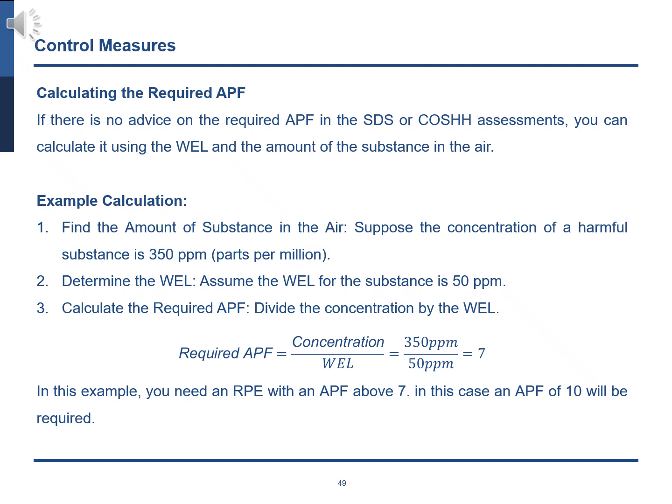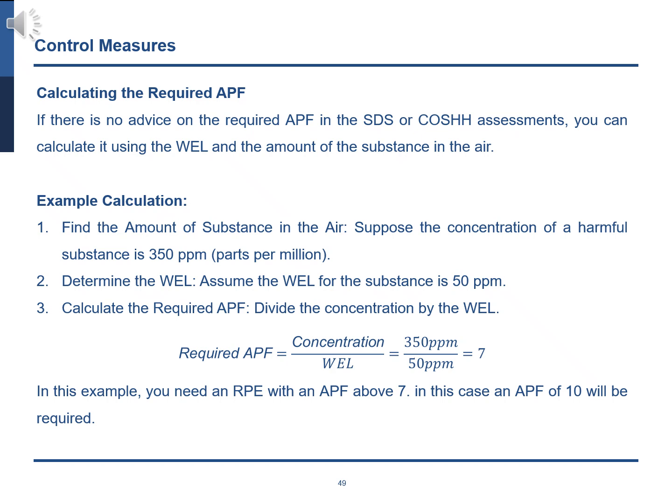Example calculation. Find the amount of substance in the air. Suppose the concentration of a harmful substance is 350 ppm, parts per million. Determine the WEL. Assume the WEL for the substance is 50 ppm. Calculate the required APF. Divide the concentration by the WEL. Required APF equals concentration divided by WEL, which is 350 divided by 50, equals 7.